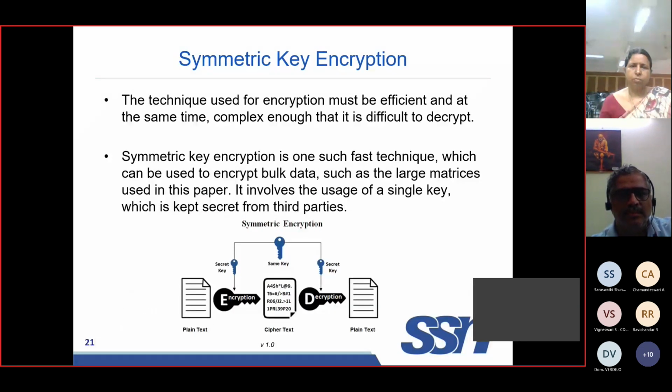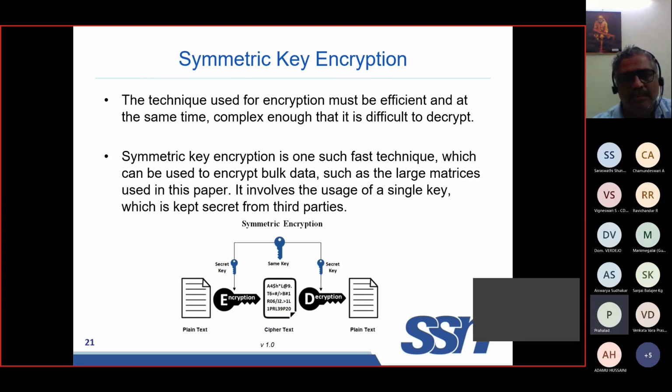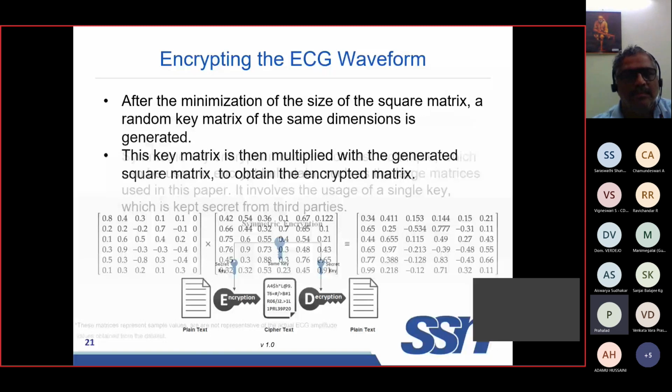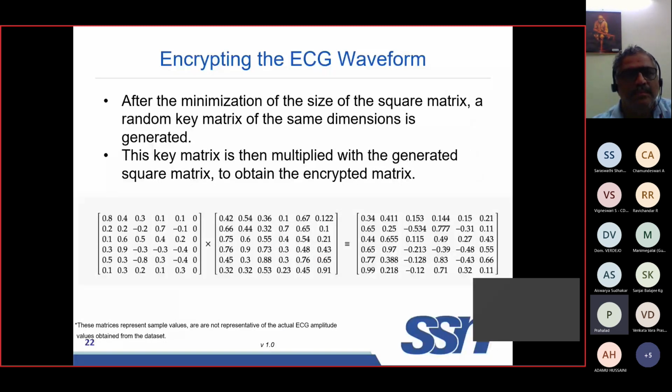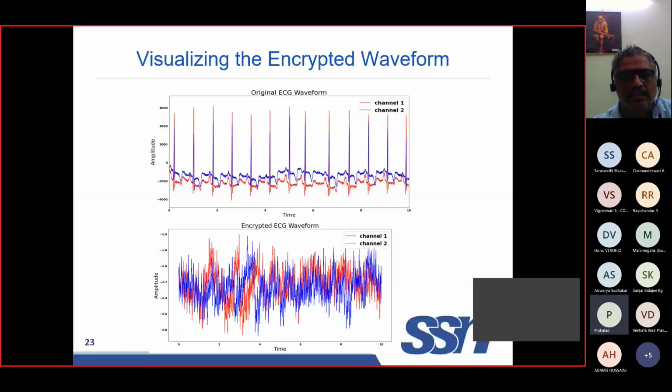The technique that we are building upon is symmetric key encryption. It's a very simple technique wherein there's only a single key, and this key is kept secret from third parties. It's a very simple method to encrypt the ECG. Now that we've arrived at the size of the square matrix which requires the least number of zeros to be padded, we generate a random key matrix, and that is multiplied to get the encrypted matrix. As you can see, this is the original versus the encrypted waveform. The original one is on top, and the encrypted one is shown below.